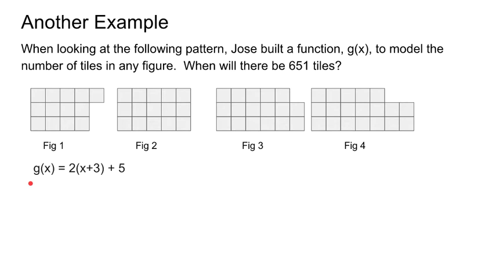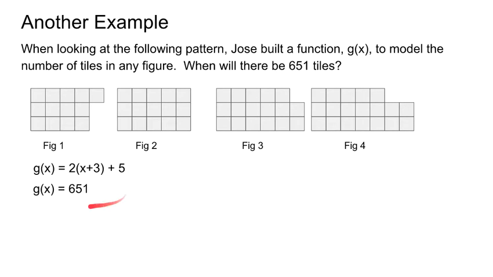So Jose's function, g of x, was equal to 2 times (x plus 3) plus 5. And of course you can check to see if it works. Plug in 1, you get 2 times (1 plus 3), which is 2 times 4, which is 8, plus 5. 8 plus 5 is 13, and you should be able to see here that there are a total of 13. You could of course check all these other numbers and see if they work as well, and they do.